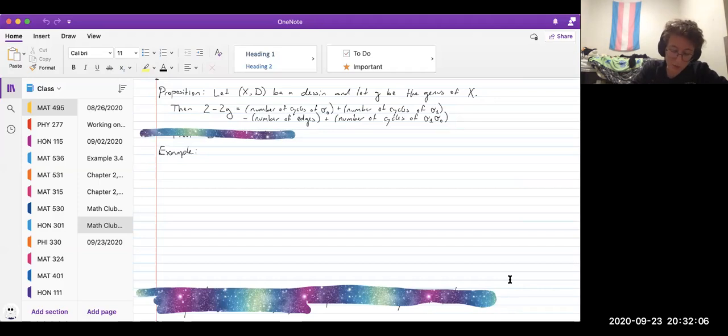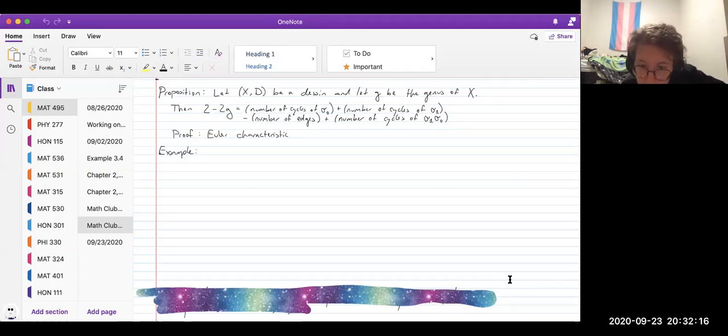I'm not going to write out the proof, but you can verify it to yourself if you want, using something called the Euler Characteristic.